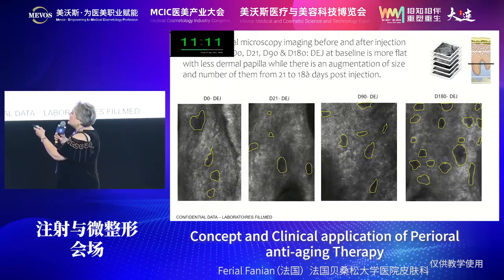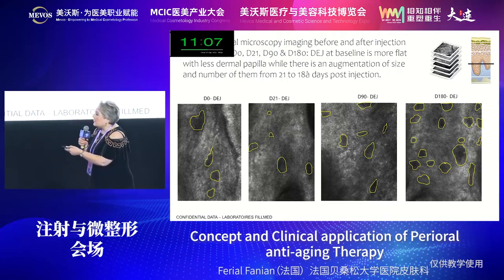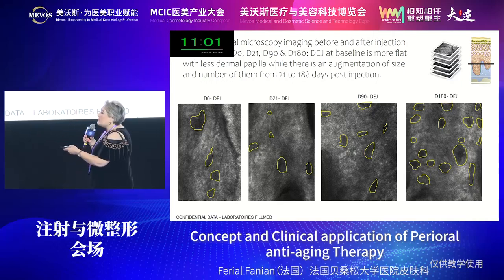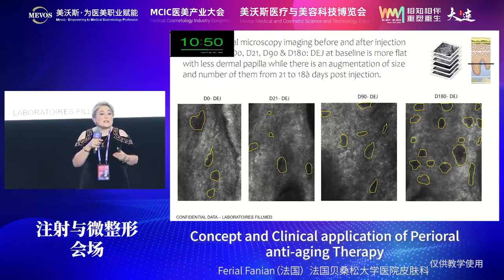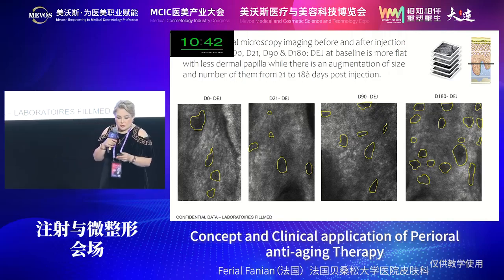So we will go a little down. We are in the dermoepidermal junction. As you can see here, we have a very limited number of dermal papillae. And by time, as soon as 3 months, and after, as soon as 6 months, we have the augmentation of the dermal papilla number and size. And it shows that we have the undulation of the epidermis toward the dermis, the dermoepidermal junction.